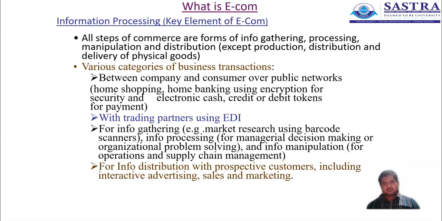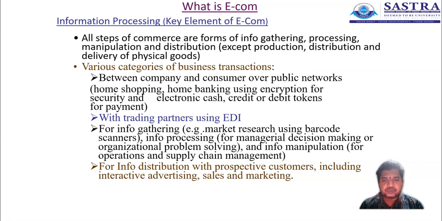So we have various categories of business transactions between company and consumer over public networks. The best example we can take is home shopping and home banking, using encryption for security and electronic cash, whatever we are using, a credit card or debit card or tokens for the payment in real-time systems.